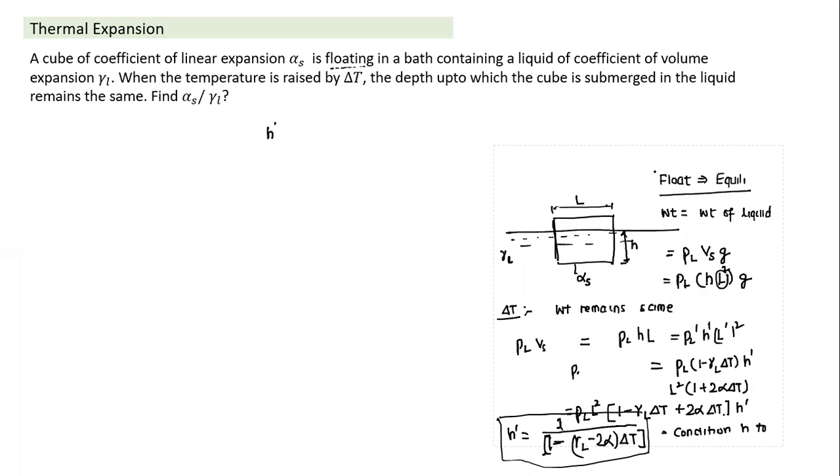Basically, the moment we see float, I am writing the condition for floating. What is the condition for floating? Weight is equal to density of the liquid, volume of submergence into g. And volume is composed of two parts, is it not? Volume is composed of cross-section area and height. Yes, sir. And the weight will remain the same. So the product of these three terms before and the product of these terms after the change in temperature will remain the same.